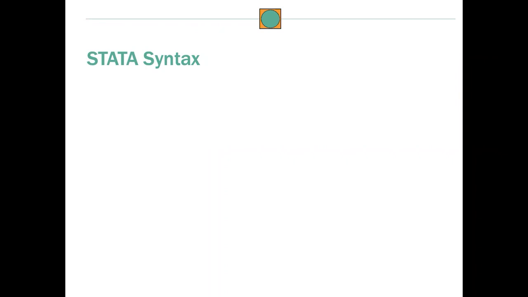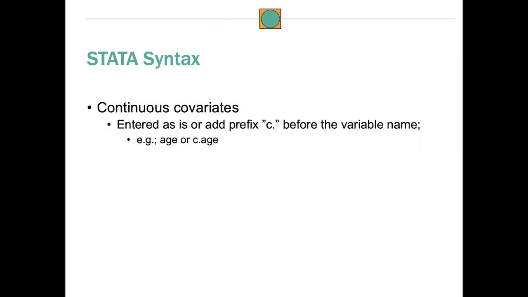So in the syntax, there is a need to distinguish between the different types of independent variables. For continuous independent variables, the variable can be entered as is or by adding the prefix c. before the variable name. For instance, age. Assuming age is a continuous variable, we can either enter age as is, or add the prefix and it will be c.age.